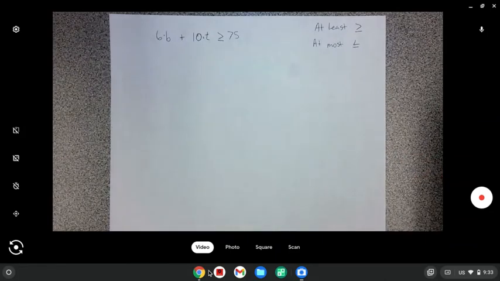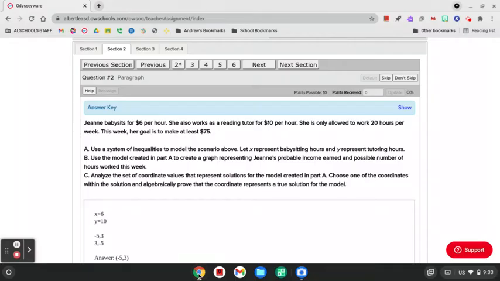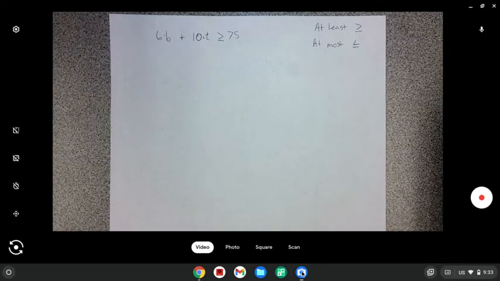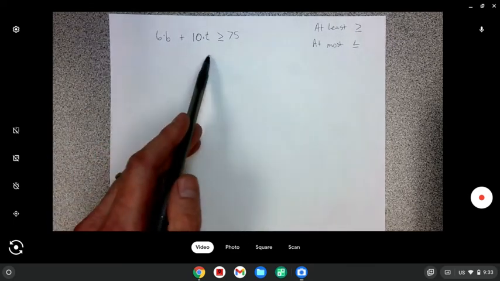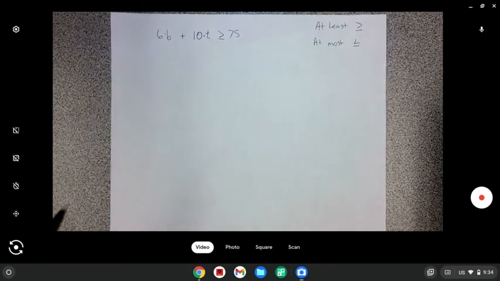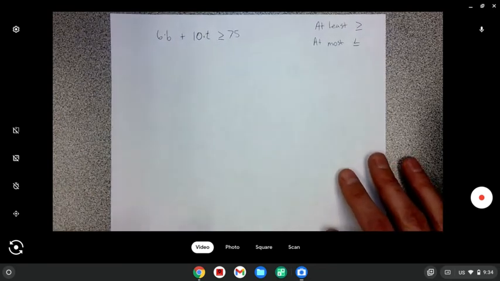There was another part to the problem, though. We got the money figured out. She's only allowed to work 20 hours per week total. So between her babysitting hours and her tutoring hours, she's only allowed to work 20 hours a week. That's different from money. This next line here, the second inequality, can be a bit challenging at first because it's almost too obvious. There's no other numbers to work with.